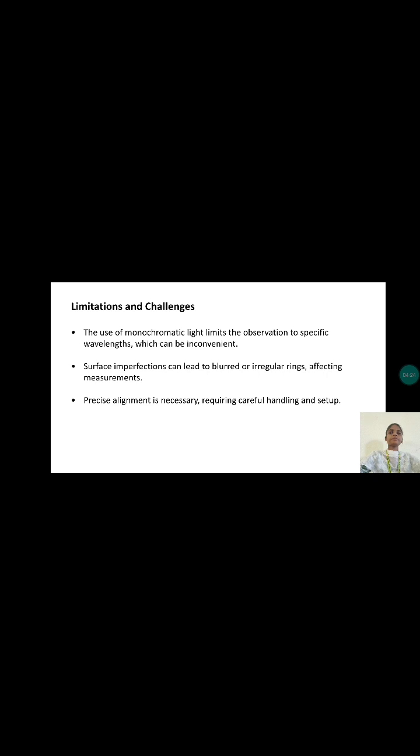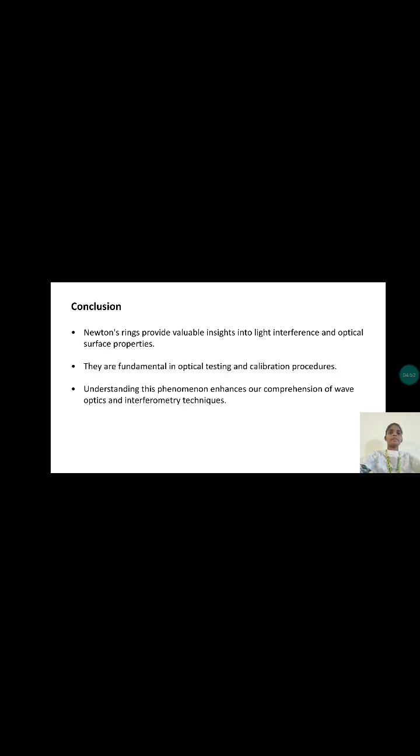Limitations and challenges. The use of monochromatic light limits the observation to specific wavelengths, which can be inconvenient. Surface imperfections can lead to blurred or irregular rings, affecting measurements. Precise alignment is necessary, requiring careful handling and setup.